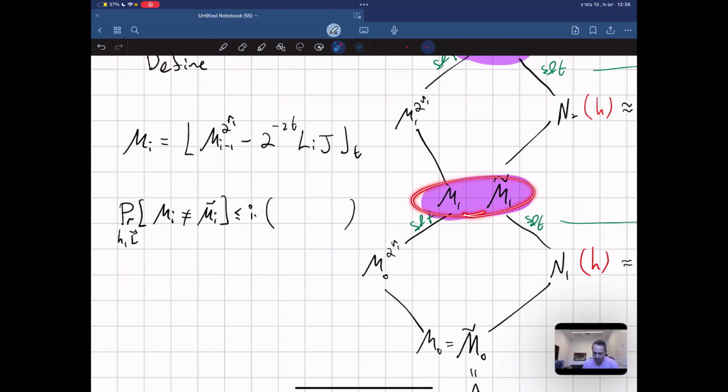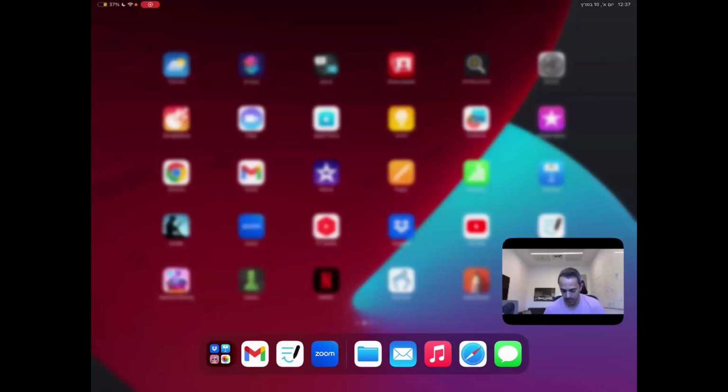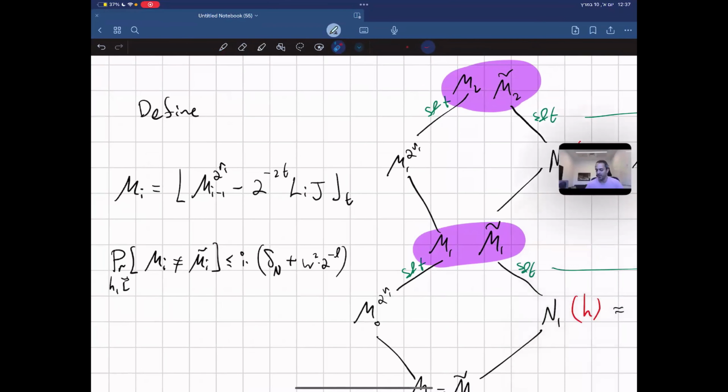now they are equal, so everything's good, it's independent of H. The first thing you lose is Nissan, right? Nissan loses delta Nissan of confidence. So for most H's, but for delta H, you know that this is close to that. So you're going to lose a delta H, delta Nissan because of the H. And then, assuming these are fine, you're going to lose W squared 2 to the minus L here, because the shift and truncate has a confidence which is W squared 2 to the minus L, right?